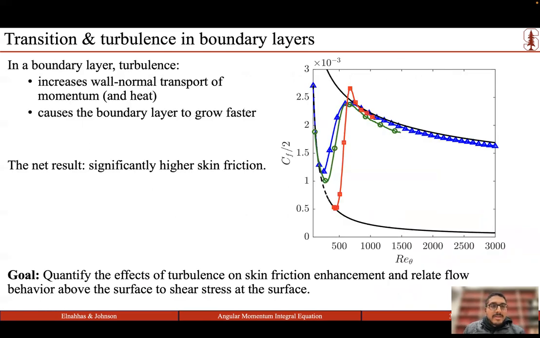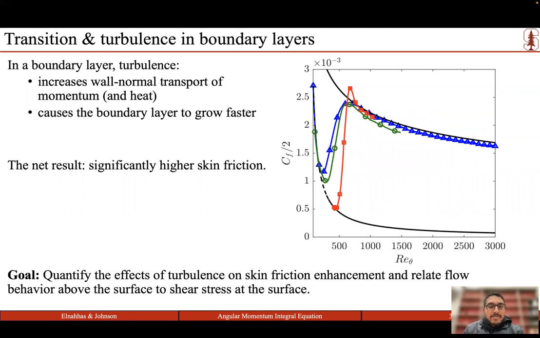In particular, turbulence does this by increasing the wall normal transport of momentum and heat, as well as causing the boundary layer to grow faster in spatial dimension. The net result of these two effects is a significantly higher skin friction, as seen on the plot on the right, where three different transition scenarios lead the laminar skin friction to rise to a much higher turbulent level.